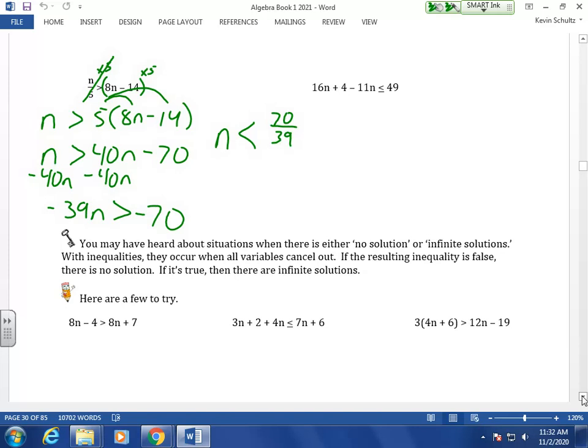So we can write it as 70 39ths. If you want to do a decimal, you can. If you want to write it as a mixed number, you can, but 70 39ths. Graphing that, an open circle at 70 39ths, going left. Okay.